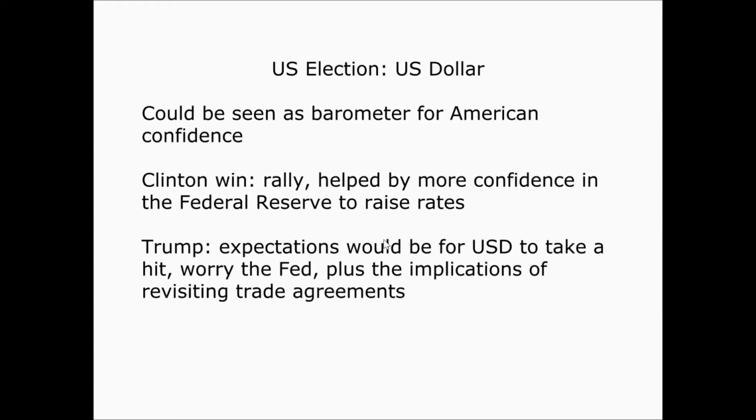But I think we'll have a look at the charts in a minute. I think we do need to have a little asterisk in there because the dollar has come so far anyway in recent weeks. I think there is maybe a little bit of a question mark, even if there is a Clinton win, about how much dollar strength there could still be to come.